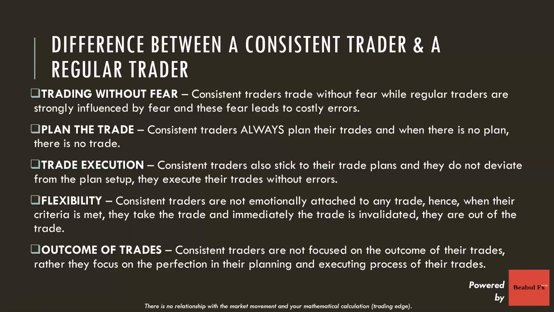The outcome of trades. Consistent traders are not focused on the outcome of their trades in terms of the profits from the trade. Rather, they are focused on perfecting their planning and executing process. What does this mean? As a consistent trader, they work towards ensuring that they plan their trades properly and execute them perfectly, and this is their focus. Whatever the outcome will be, they are not really concerned about it. The only time they'll be concerned is at the point of doing a review, and their reviews usually come after a series of trades, not on a trade by trade basis.